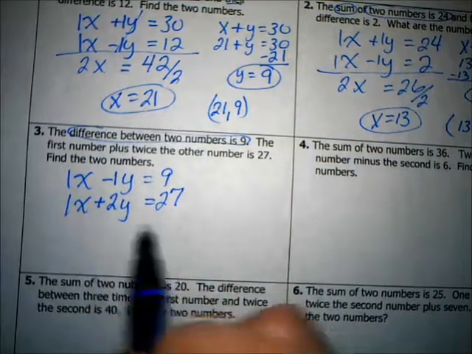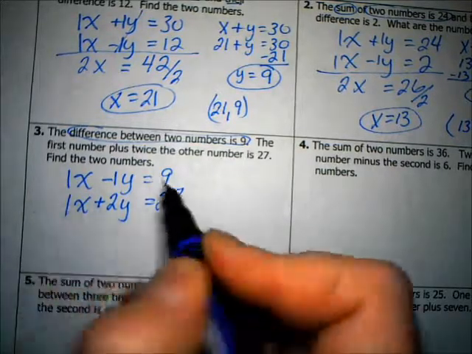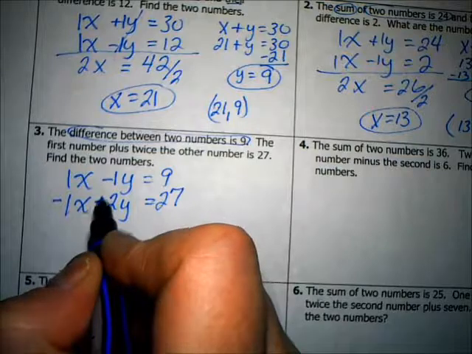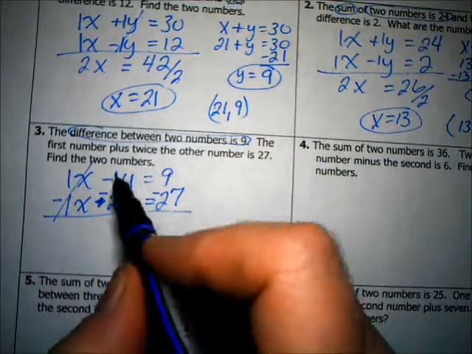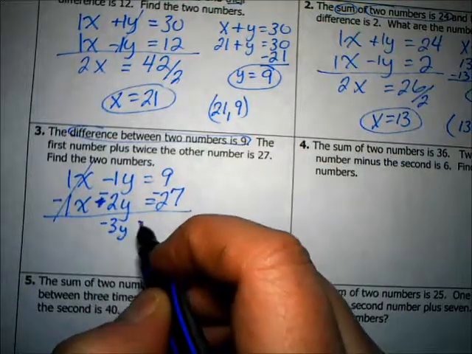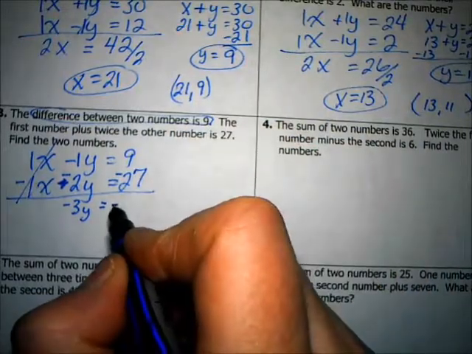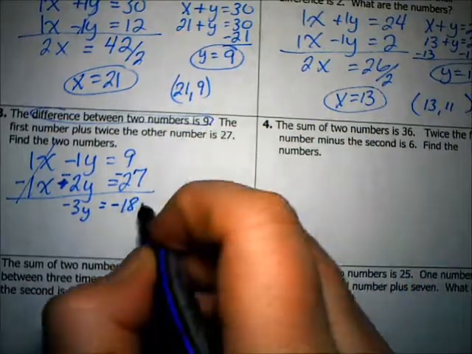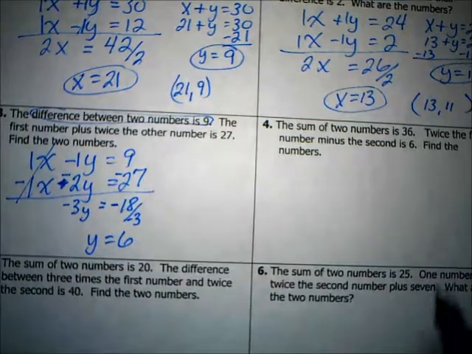Well, if I look at these equations, I notice the x's have the same numbers, but they're the same sign. So I'm going to change the second row. And now combine. The x's go away. Negative 1 and negative 2 is now negative 3. And 9 minus 27 is negative 18. If I divide by negative 3, I see that y is 6.